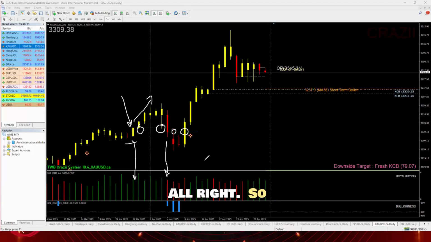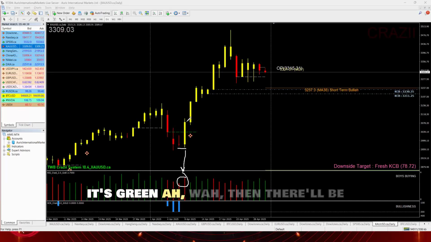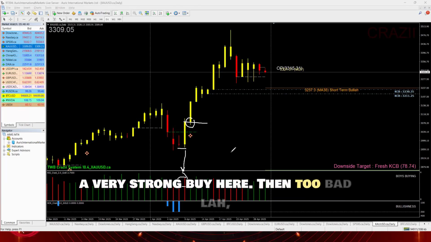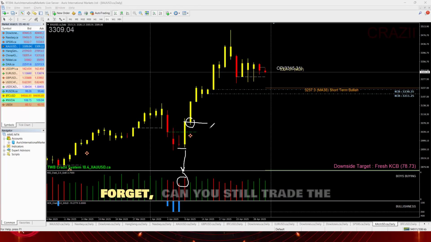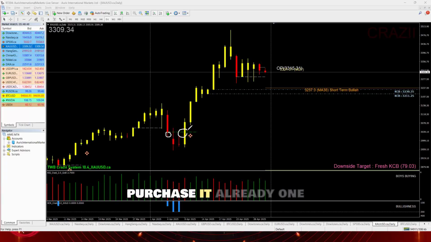Okay, all right. So the thing is this, how come here got no KCL? Because the CCRY, the KSI back then was red. So if it's green, wow, then there'll be a very strong buy here. Then too bad, it means don't have. But don't forget, can you still trade with the KCL? Yes, of course. Remember the KCL was available here, so by right you will purchase it already one day beforehand.